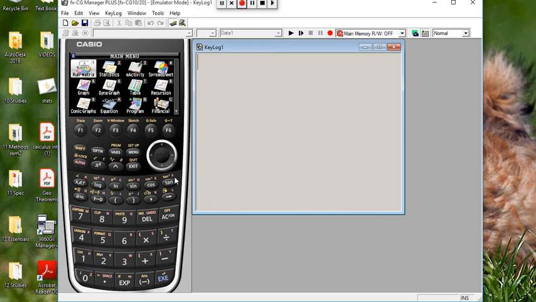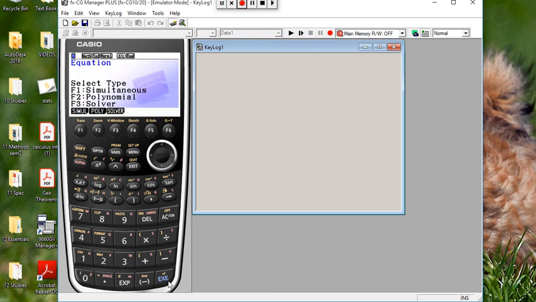So here we go. Got your calculator up. We want to go to, take it away. Enter. He's not reading the screen. It says simultaneous. That's one of the reasons I love these calculators.